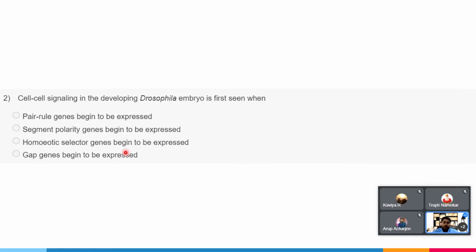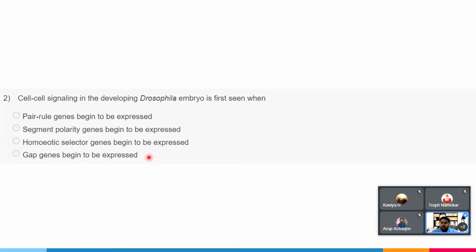Okay, so we move on and look at the next question, which is: cell-cell signaling in the developing Drosophila embryo is first seen when? So cell-cell signaling is first observed in which stage? When pair-rule genes begin to be expressed, when segment polarity genes begin to be expressed, when homeotic selector genes begin to be expressed, or when gap genes begin to be expressed. As I said, there is a hierarchy of expression that occurs: maternal effect, followed by gap genes, followed by pair-rule, followed by segment polarity, and finally we have Hox genes.